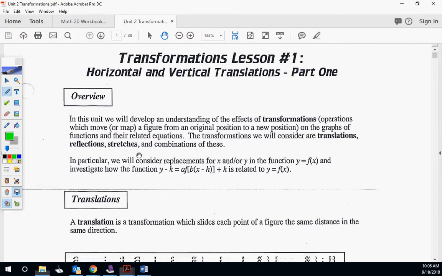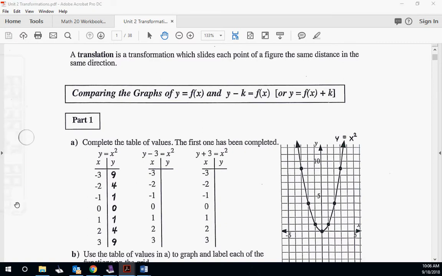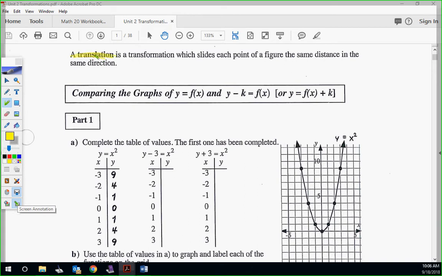Okay, all right, so translation is a transformation which slides each point of a figure the same distance in the same direction. So that means the whole figure is moving together. It's not being twisted, you're not flipping, you're not stretching it, you're moving the whole thing around.